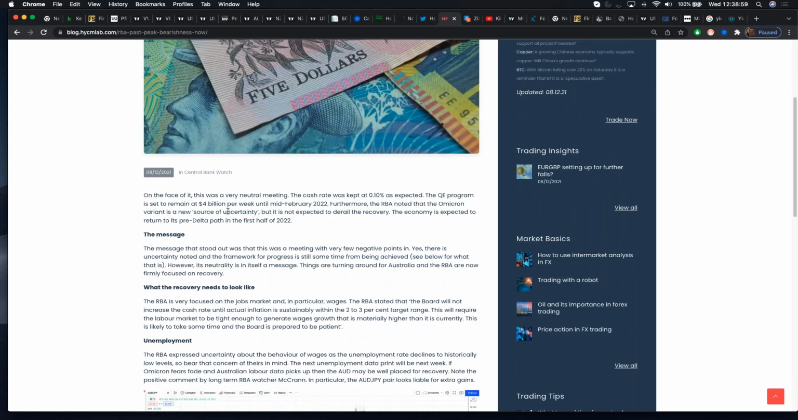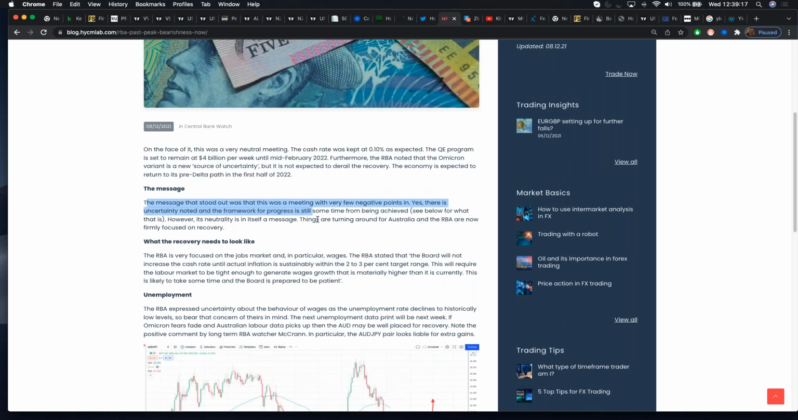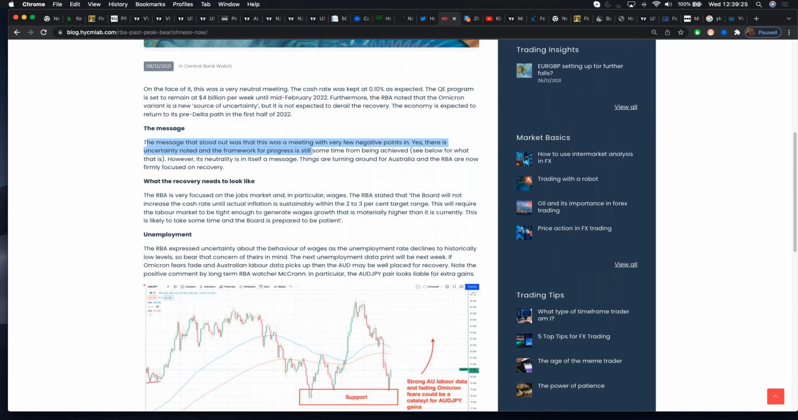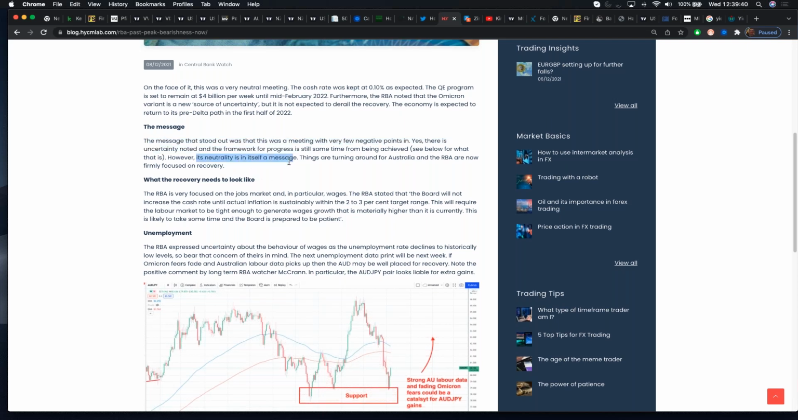Okay, so on the face of it, the meeting was very neutral, cash rate the same, the QE program the same. They're not going to talk about that till February next year, but they said the Omicron variant is not expected to derail the recovery. Now, the message that stood out to me, it wasn't what they did say, it's what they didn't say. So if you notice, the message before this one was hawkish indeed, in that they did stop the yield curve control of the 3-year bond, but it was more dovish in message. This was not a dovish message. So the neutrality of the message is in itself a message.